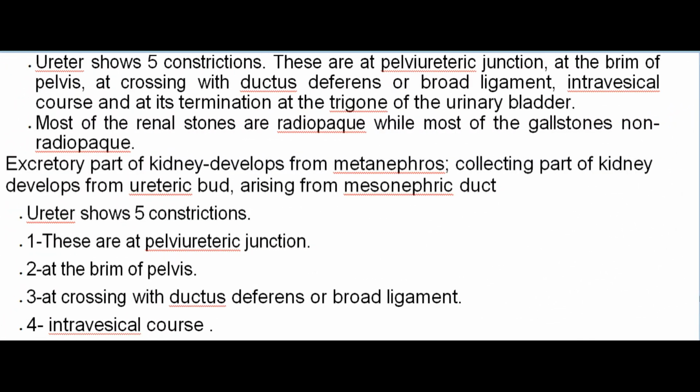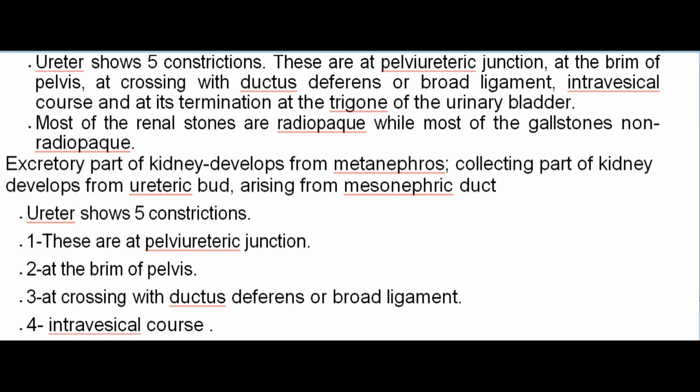The ureter shows 5 constrictions. These are at the pelviureteric junction, at the brim of the pelvis, at crossing with the ductus deferens or broad ligament, the intravesical course, and at its termination at the trigone of the urinary bladder. Most of the renal stones are radiopaque while most of the gall stones are non-radiopaque. The excretory part of the kidney develops from the metanephros, and the collecting part of the kidney develops from the ureteric bud, arising from the mesonephric duct.